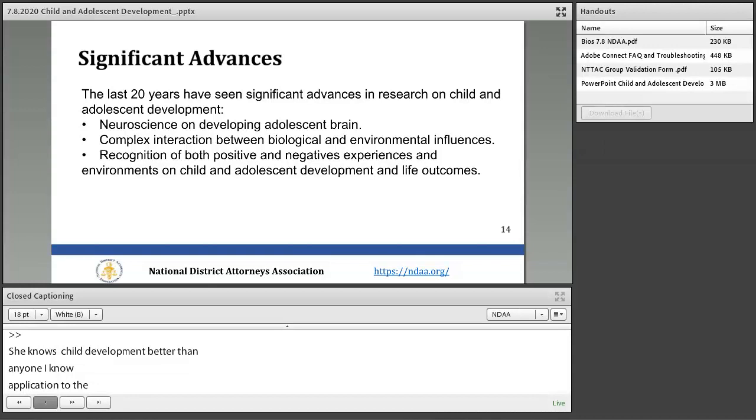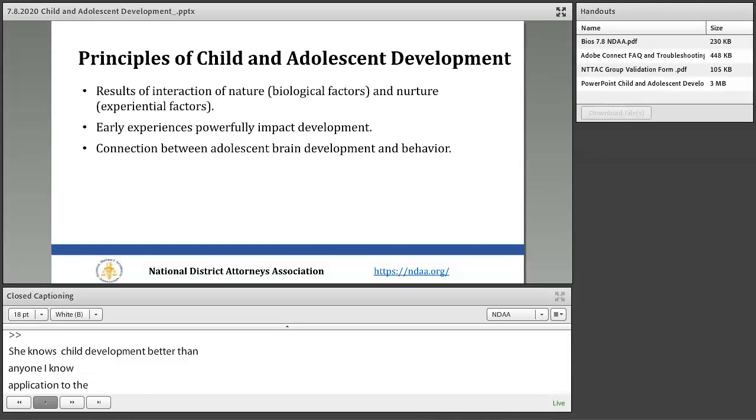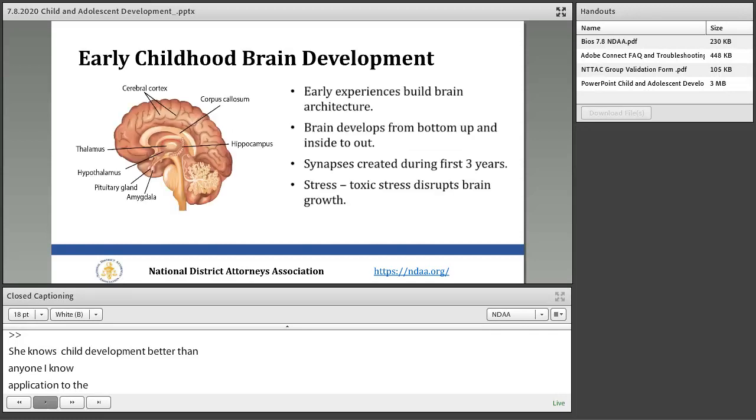So we're going to look at both positive and negative experiences in the environment of the child, and their impact on development and life outcomes. As we always talk about, it's certainly an interaction of nature and nurture, and we also know that early experiences have a huge impact on development. And so we're going to talk about that connection between brain development and behavior.